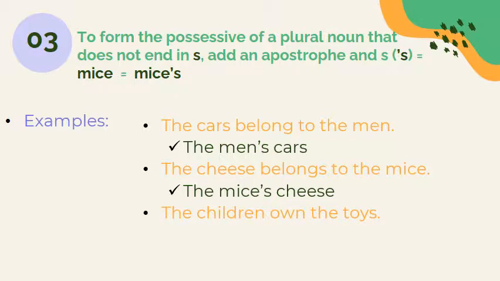Third example, the children own the toys. Children is an irregular plural noun, so it should take apostrophe then s. We say children's toys.